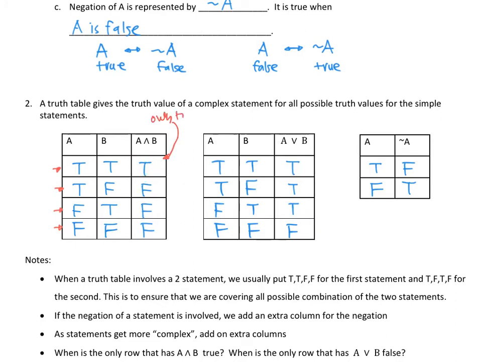Only time A and B is true. Okay, writing is pretty bad here. And for A or B, you notice that this part is the only time A or B is false. So sometimes I remember it like that. For A and B, the only time it is true is when A is true and B is true. For A or B, the only time it is false is when A is false and B is false.